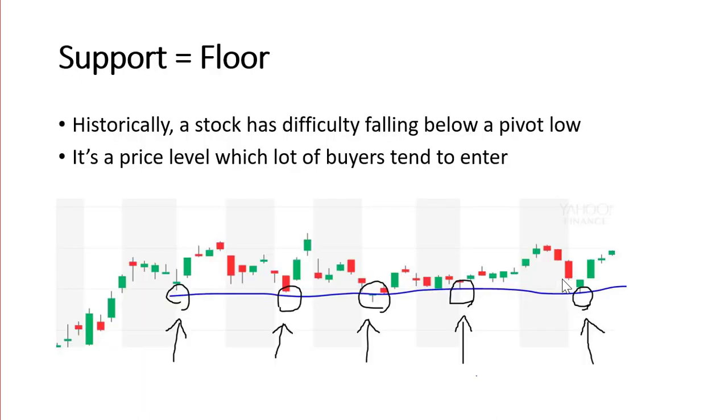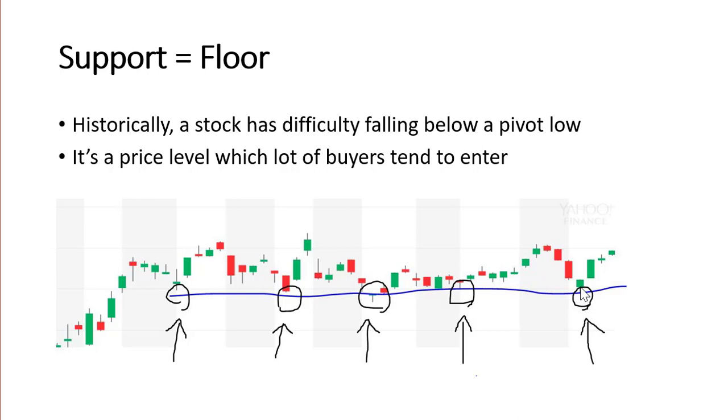Support is also known as floor. When there is aggressive selling, prices fall down. But when we hit a certain low level, every time we bounce back. This is a line of support. This is a price at which buyers step in because they are confident that every time we hit this floor, prices are going to bounce up.